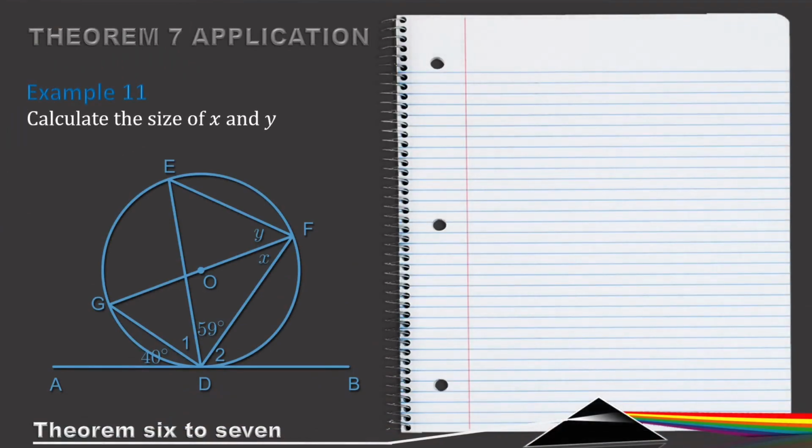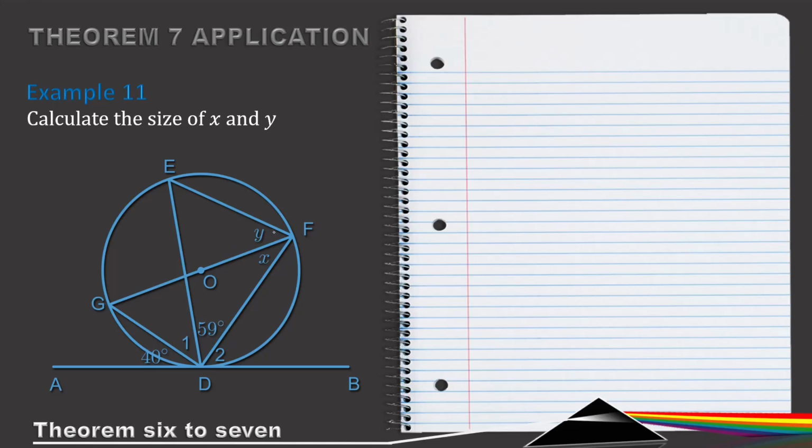Okay, now for example 11, calculate the size of X and Y. So X lies over here, Y lies over there. I have a center of the circle over here. We can see this angle is subtended by the center of the circle. We have a 40 degree angle and a 95 degree angle.